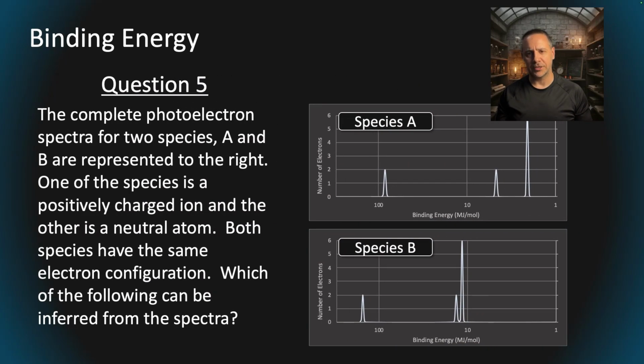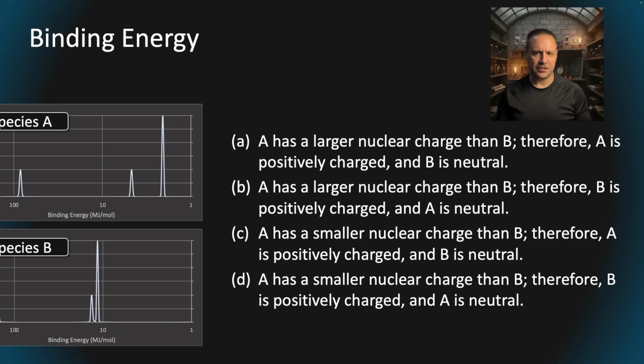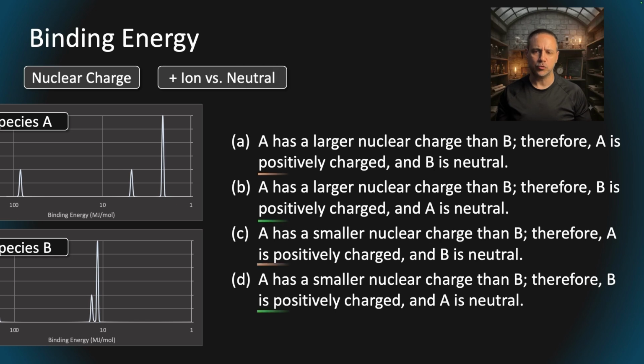This one's a bit more complicated, but applies the same principle about binding energy. The question asks you to infer something about the graphs, so I would skim the answer choices to figure out where I need to focus. There's two parts to each. The first part compares the nuclear charge, and the second part identifies the positive ion and neutral species.